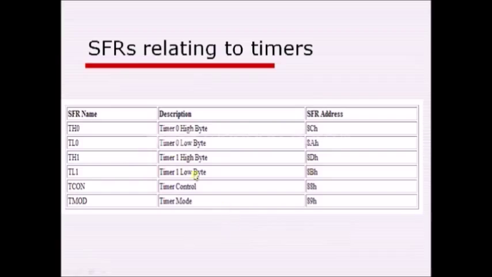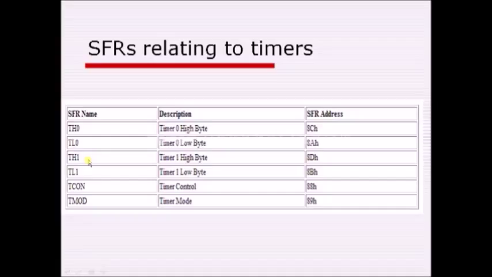Now, these are all the registers related to the timer peripheral, and if I want to use this peripheral, I have to access all these registers. Timer 0 and timer 1 registers are each divided into 2 parts: TL0 and TH0 for timer 0, and TL1 and TH1 for timer 1. L indicates the lower byte and H indicates the higher byte. As the 8051 is an 8-bit microcontroller, it cannot address a 16-bit register directly. That is why it is divided into 2 parts, the lower byte and the higher byte.